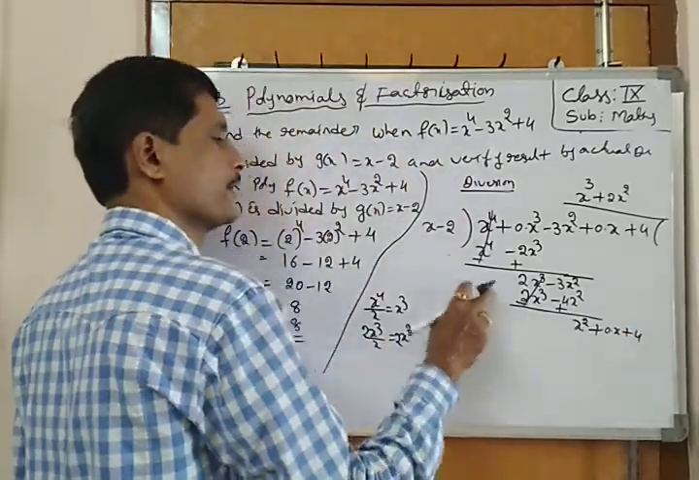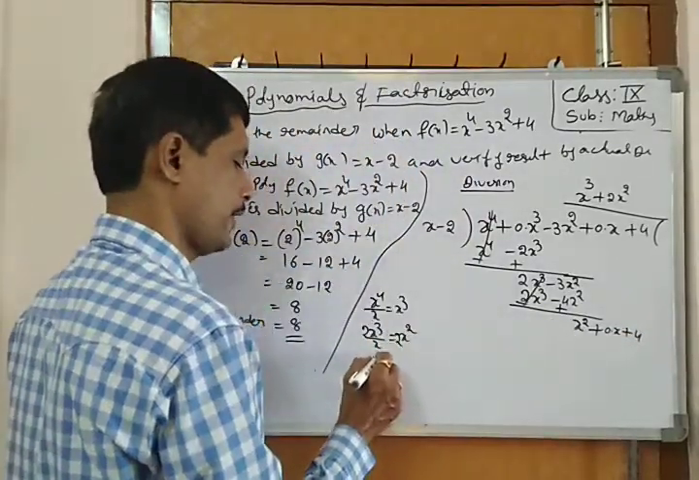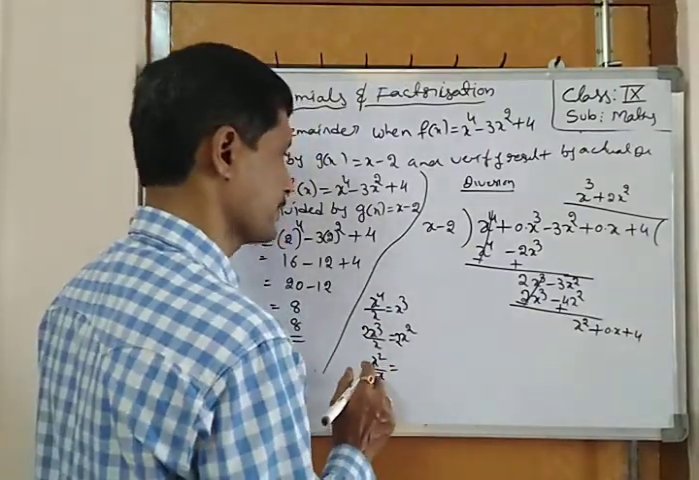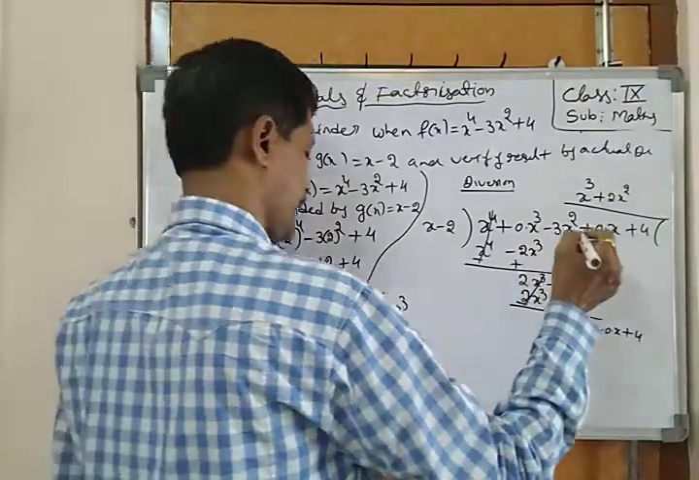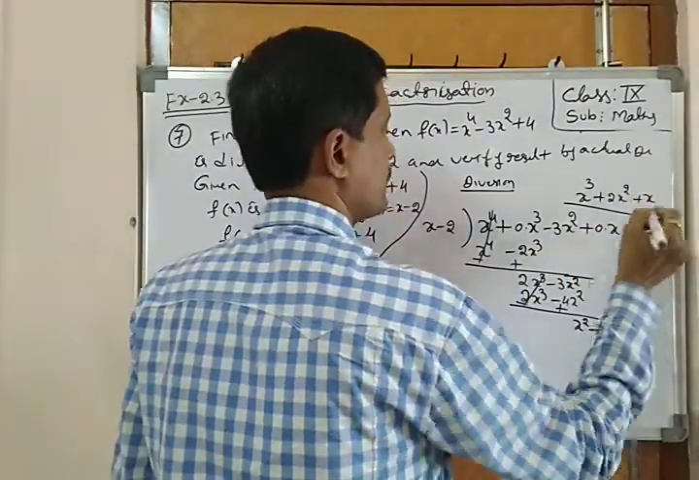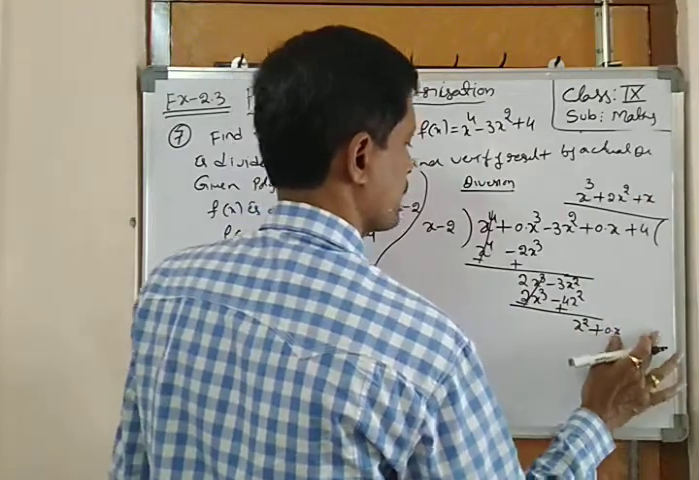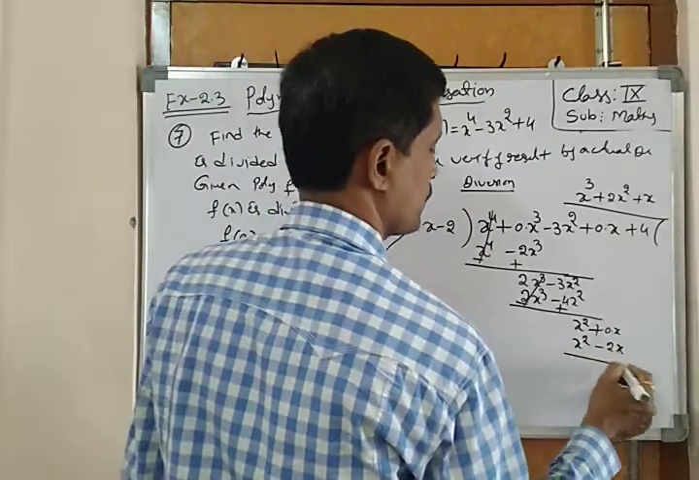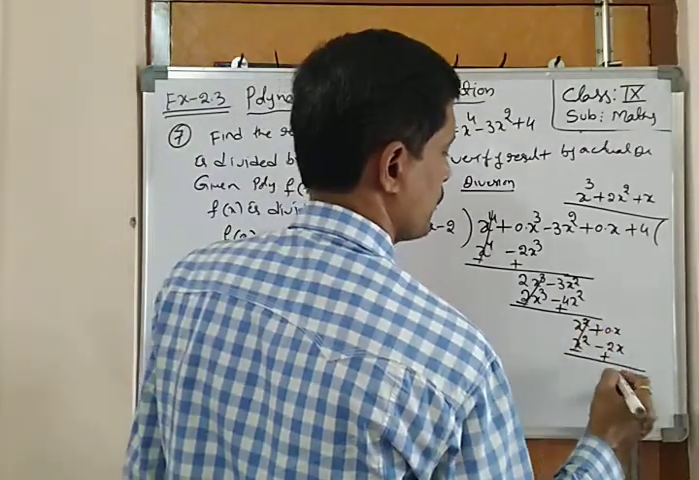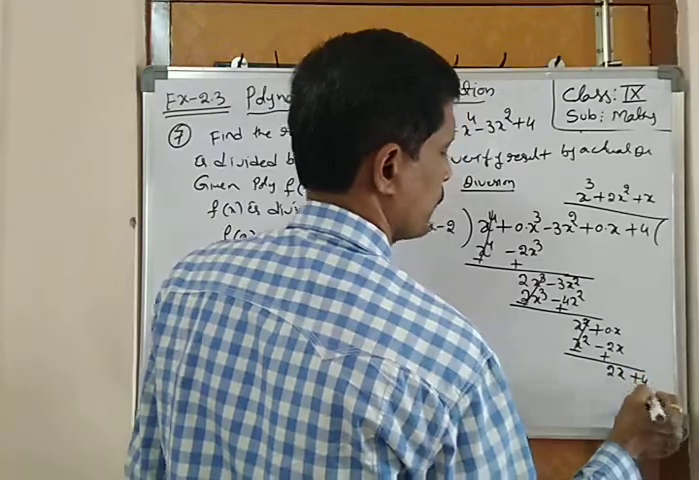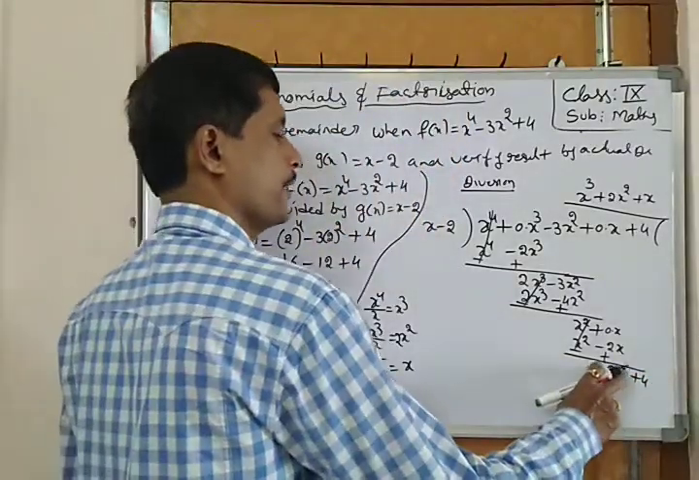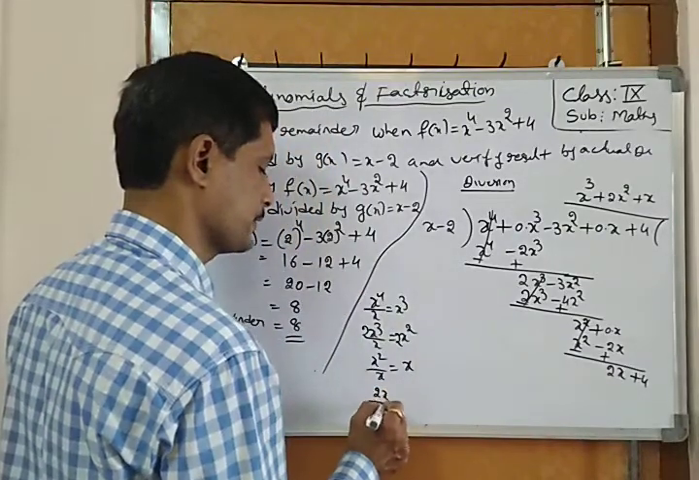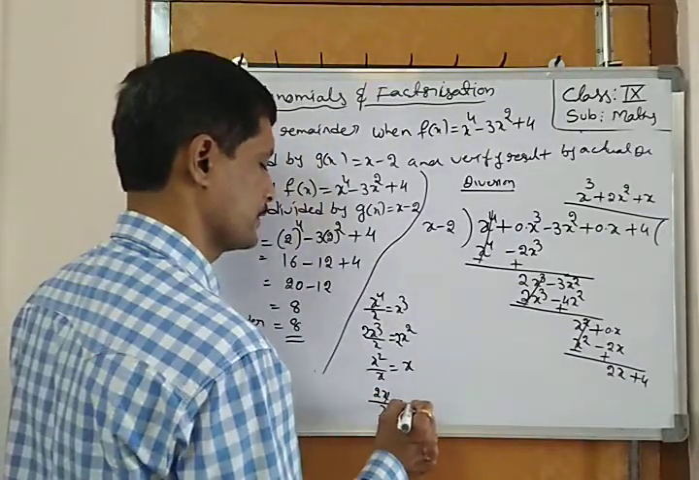Here the degree is x square, the divisor degree is x, therefore x square by x is x. Write x in the quotient. x square minus 2x, here minus plus, gives 2x plus 4. Here degree 1 is there, and the divisor also degree 1, therefore 2x by x, the x gets cancelled, that is 2.